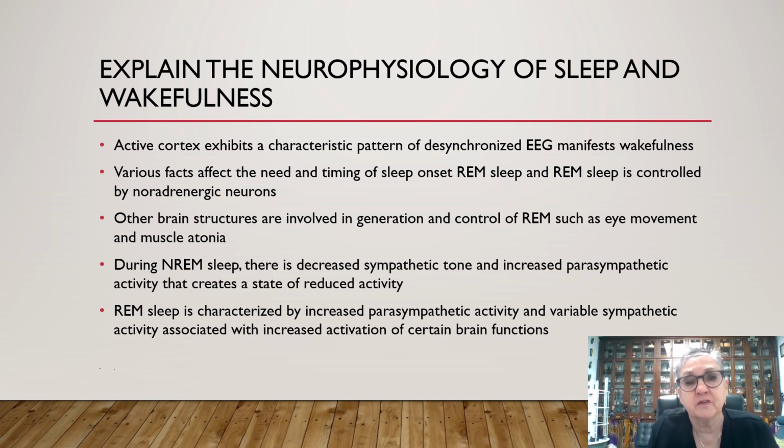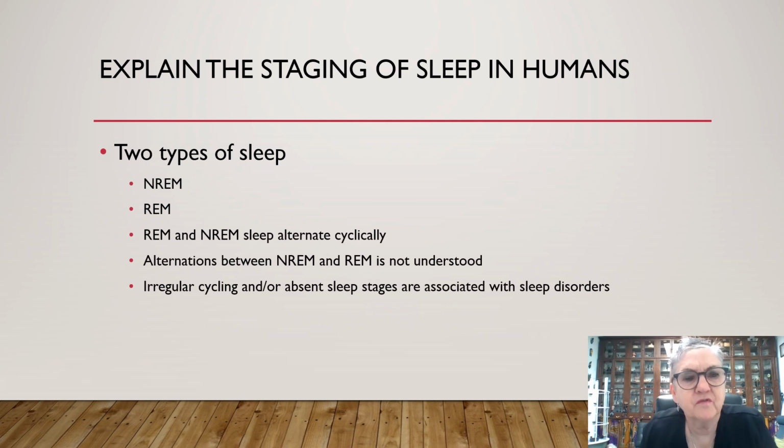certain brain functions. Okay, in the next few slides we're going to talk about the staging of sleep in humans and try to describe to you what happens during the cycles of sleep. There are two types of sleep, the non-REM sleep and the REM sleep. Both REM and non-REM sleep alternate throughout the night for different periods, where we see REM sleep increasing over the night.